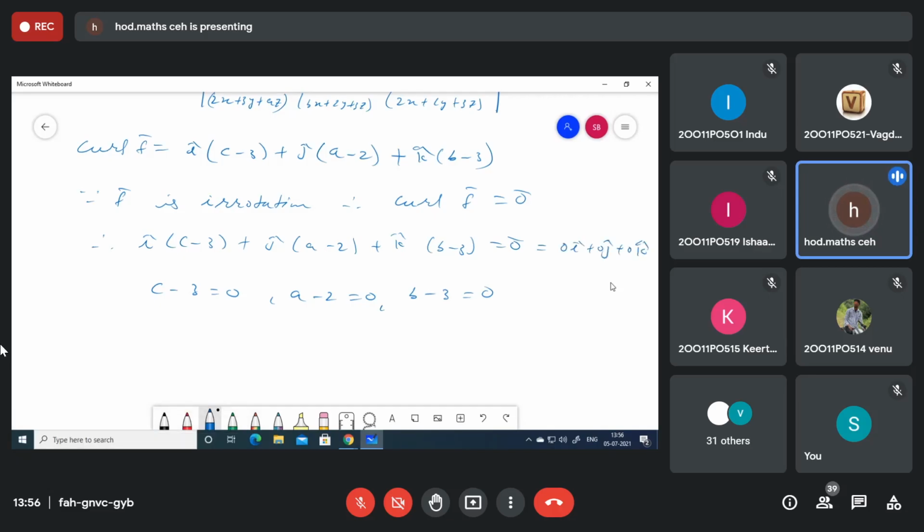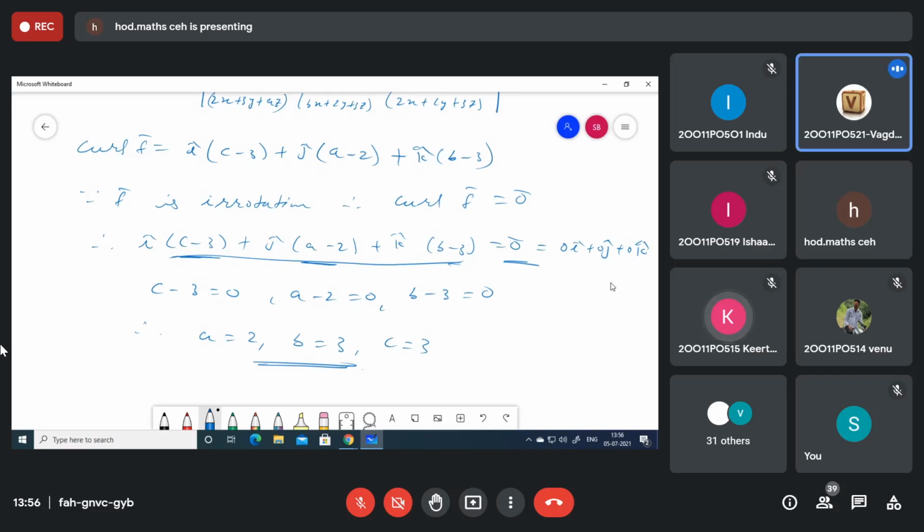If some vector is equal to 0 bar, that means its coefficients must be equal to 0. So c minus 3 is 0, a minus 2 is 0, b minus 3 is equal to 0. Therefore, a is 2, b is 3 and c is also 3. These are the values of a, b and c. Understood? Yes, ma'am.